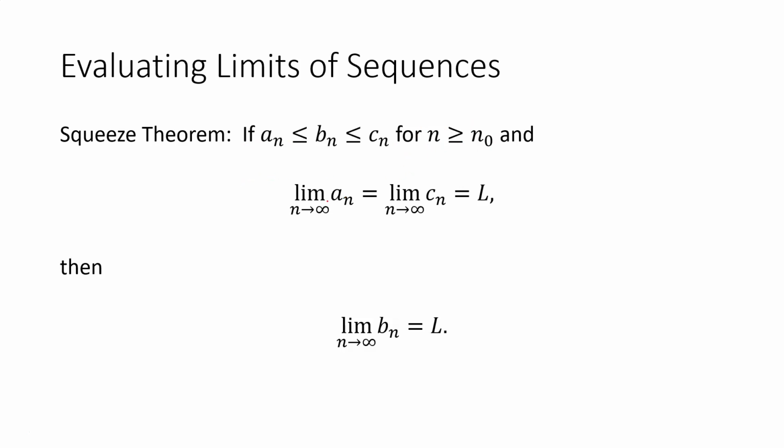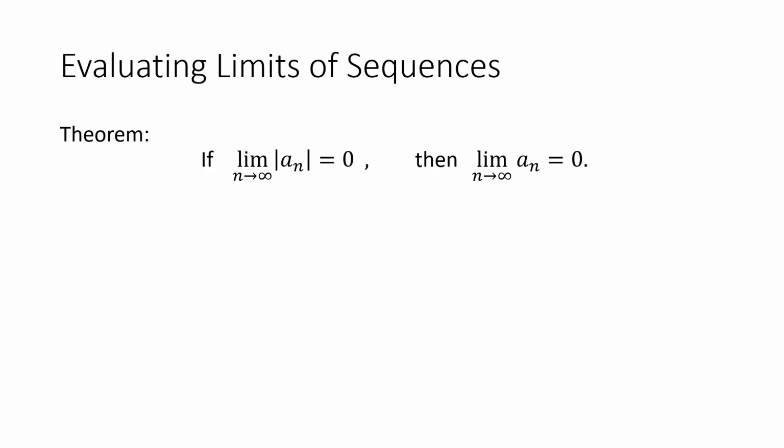If that's the case, and if taking the limit of the ones on the ends both go to L, then the one in the middle is also going to have to approach L as well. So it's very similar to how we defined the squeeze theorem in the past. Here in this theorem, if I take the limit as n goes to infinity of the absolute value of an, and it's equal to 0, then we know that the limit as n goes to infinity of an without the absolute value must also equal 0.